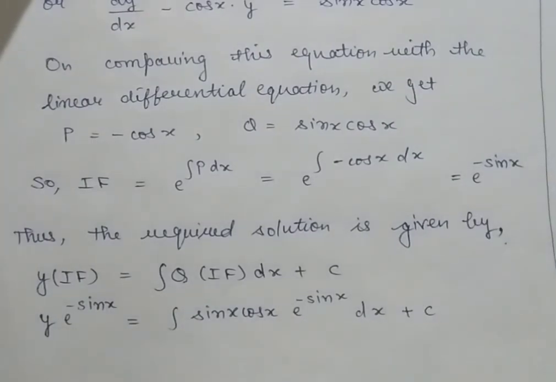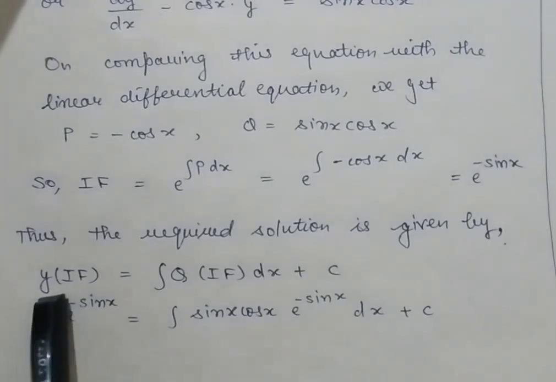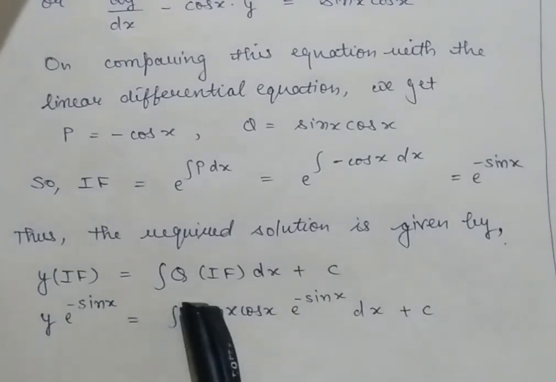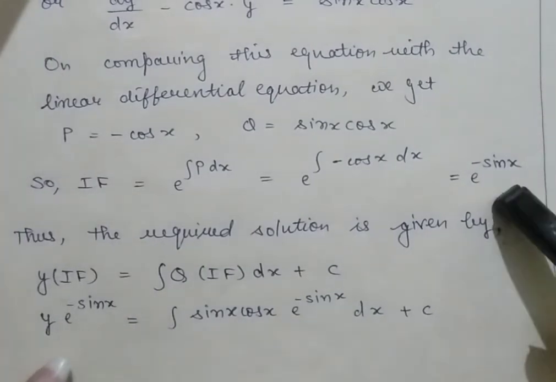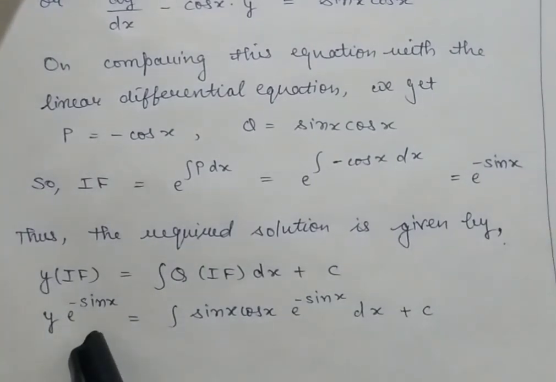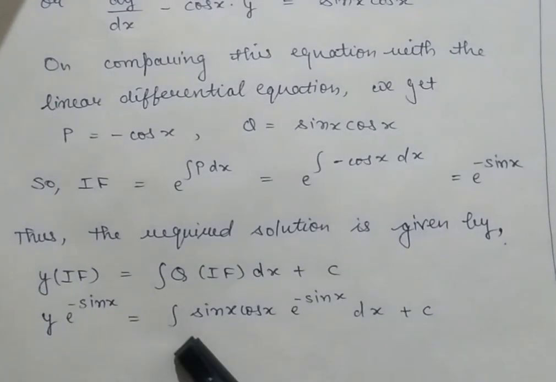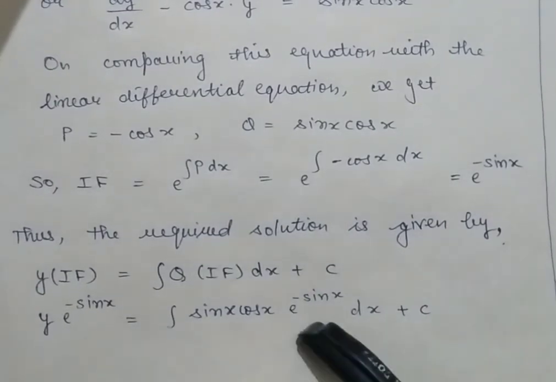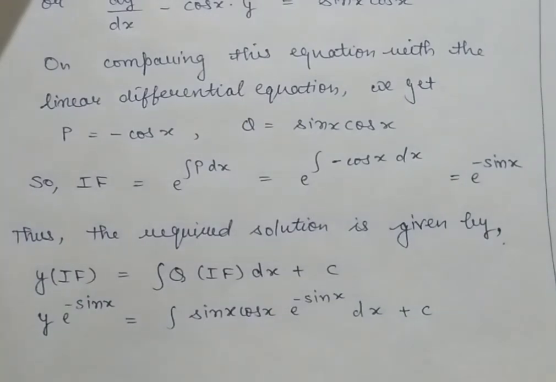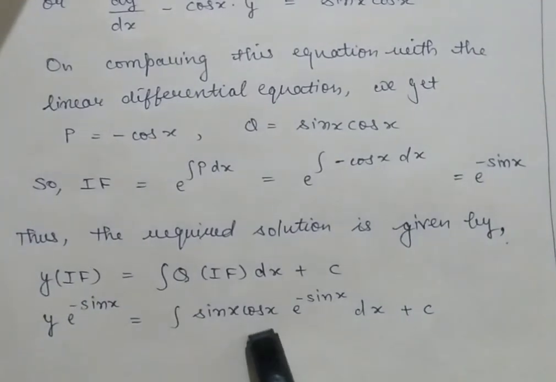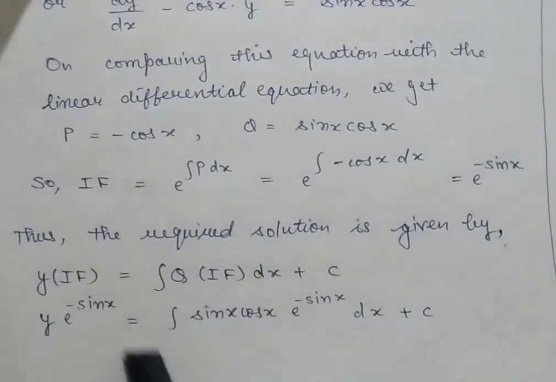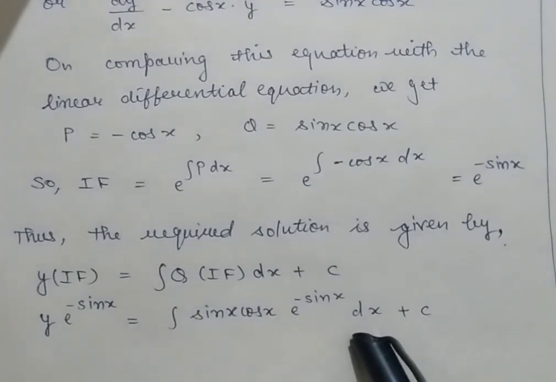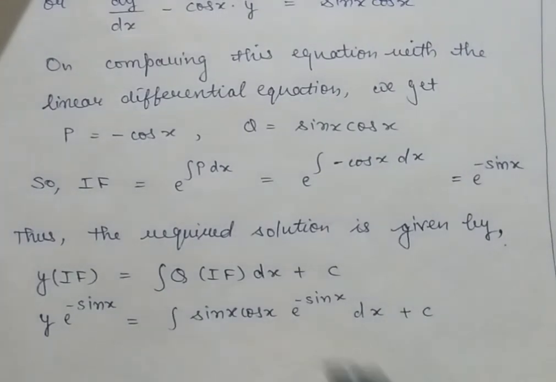Thus the required solution is given by, since we have dy by dx, so we will multiply y with the integrating factor, equal to integral q into integrating factor dx plus c. So y into the integrating factor e raised to the power minus sin x, this is y e raised to the power minus sin x, equals integral sin x cos x e raised to the power minus sin x dx plus c. Here this is the integrating factor and this is q. Now we will integrate this. For integrating this, we substitute sin x equal to some variable t.